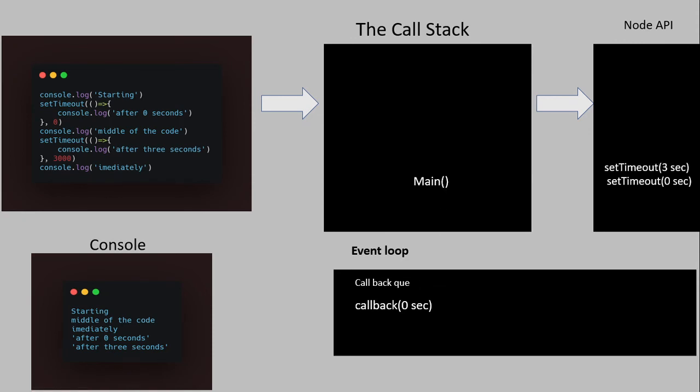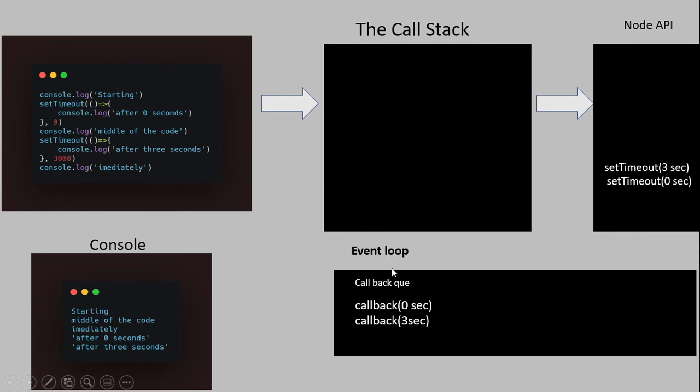Now we go further, we have set timeout again, and then we have after 3 seconds, and this is passed into the Node API, and then it waits for 3 seconds before it sends the function into the callback queue for execution. Meanwhile, the code goes further. This is why JavaScript is referred to as non-blocking. It doesn't wait for requests to be completed before going further in the thread. Then we have console log immediately, and then it logs immediately in the console. Now it goes further, it unmounts the immediately, and then the main is empty.